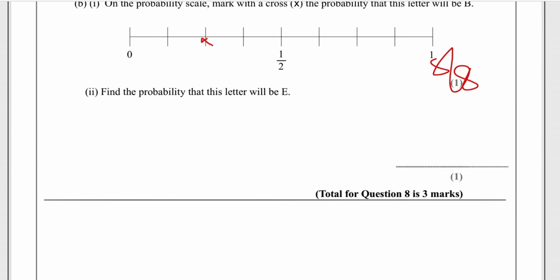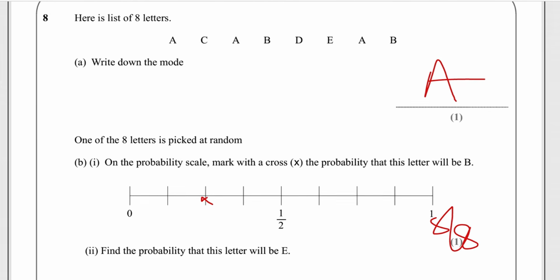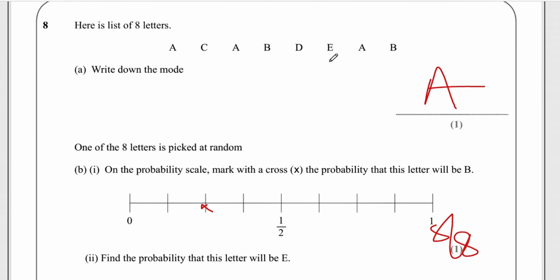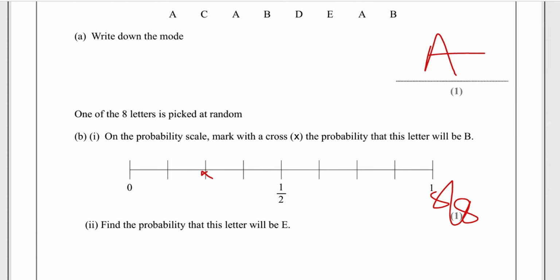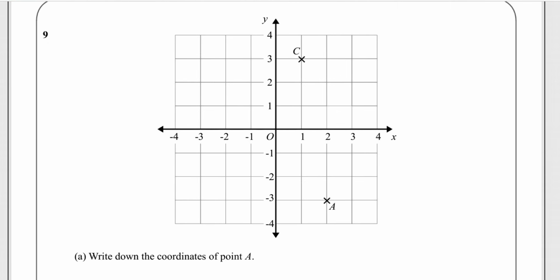All right, write the probability that this letter will be E. So what's the probability of picking E? E is just 1 out of 8 in all. So probability of that will be 1 over 8. So probability of picking E is 1 over 8. Okay, let's keep going to the next one.